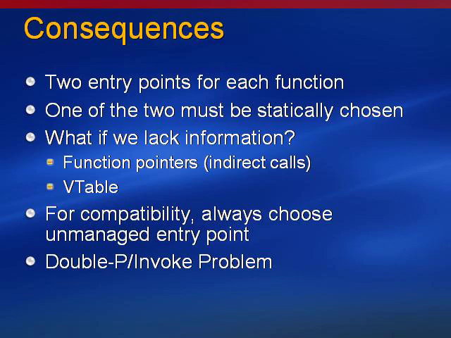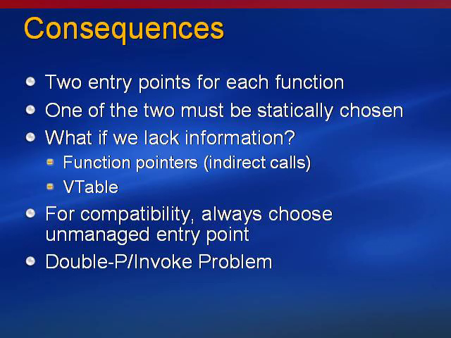But there are some consequences of having these two entry points for the function. At many points in the compilation, you'll have to know statically which one you actually want. Two really good examples of this are if you have function pointers and you want to assign that function pointer to some function that you've got, which is compiled /CLR, or if you've got a virtual call and you need to fill in the vtable slot. You can only fill in that function pointer once. You can only fill in that vtable slot once. So you have to choose one or the other statically.